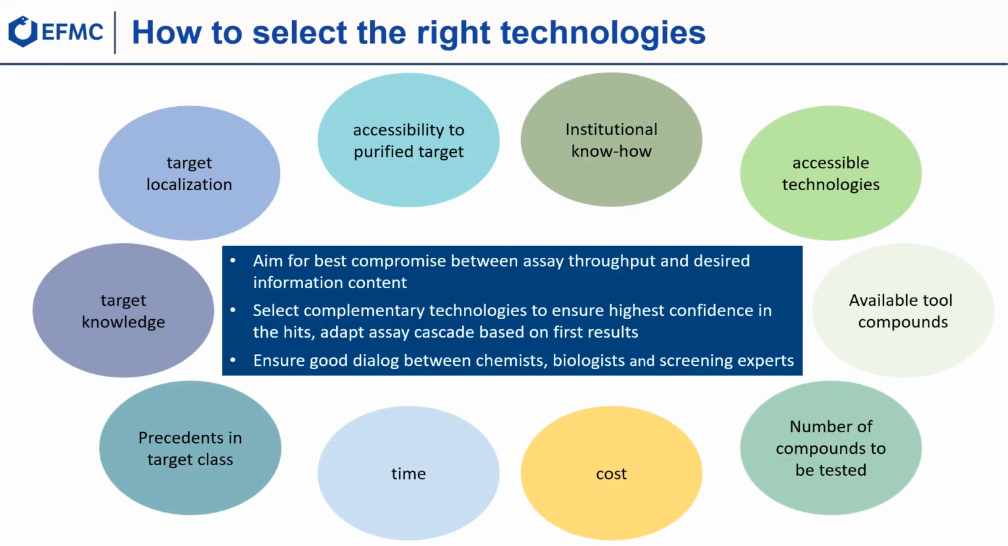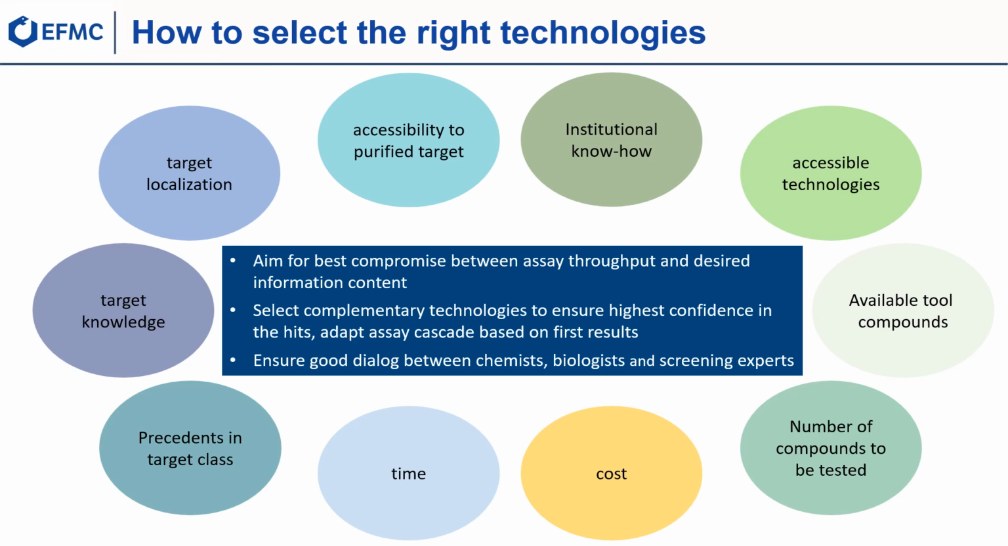To conclude this part of the webinar, this slide summarizes the parameters that should be taken into account when selecting the right combination of technologies for specific screening approaches. Of course, information on the target is extremely important in terms of localization, overall knowledge, accessibility to the purified protein, but also previous literature reports on the same target or on targets in the same class. Also, the institutional know-how is extremely important.